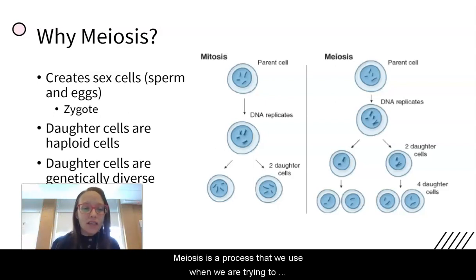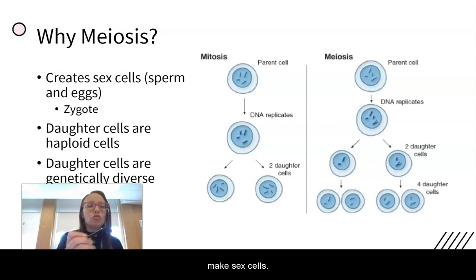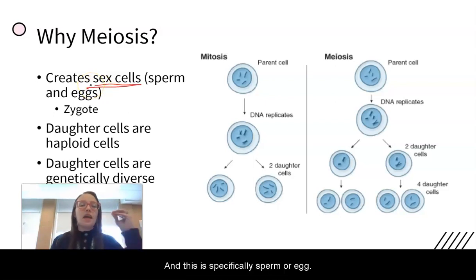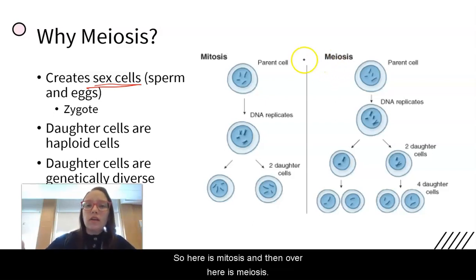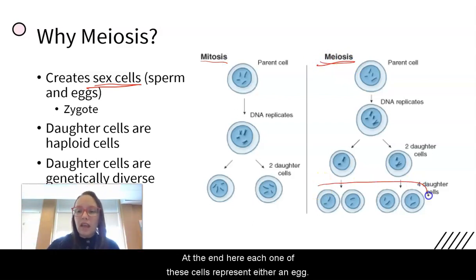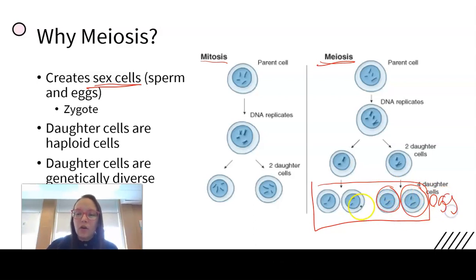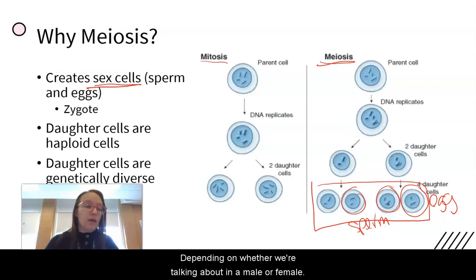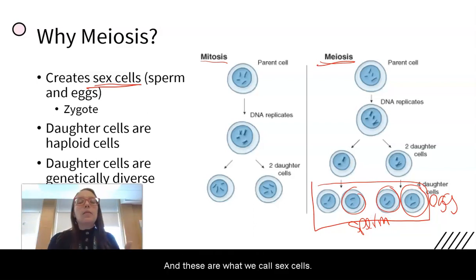Meiosis is a process that we use when we are trying to make sex cells, and this is specifically sperm or eggs. So here is mitosis, and then over here is meiosis. This is the process. At the end here, each one of these cells represents either an egg or a sperm, depending on whether we're talking about in a male or a female. And these are what we call sex cells.